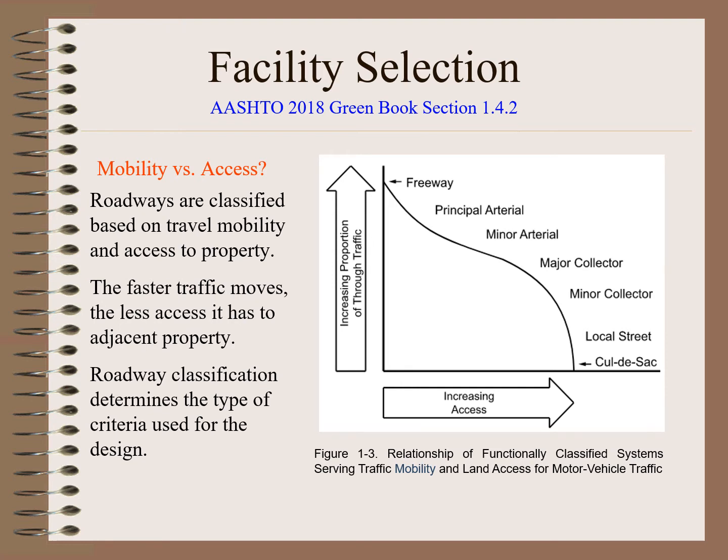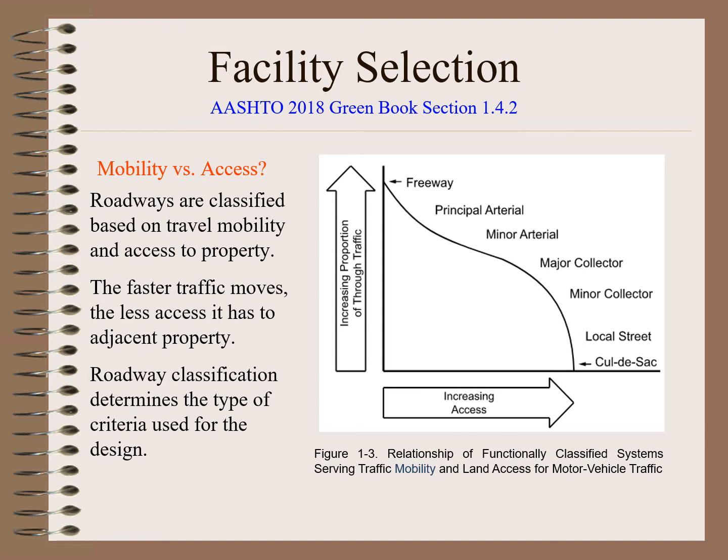Facility selection. Let's talk about mobility and access. Roadways are classified based on both of these terms, mobility versus access to property. The faster traffic moves, the less access you'll have to adjacent property. And so roadways are classified based on that criteria for designing the roadways. If you look at the diagram, you can understand a little clearer that mobility is indirectly proportional to access.